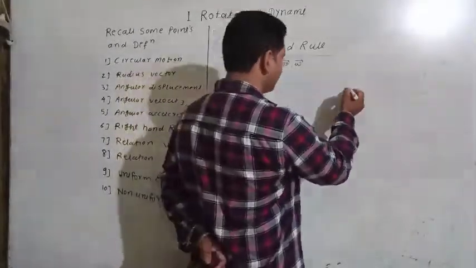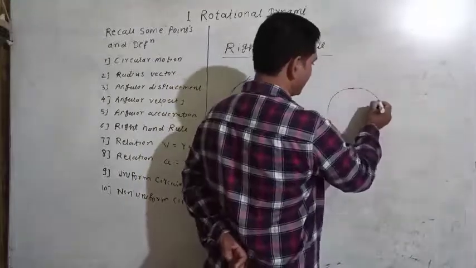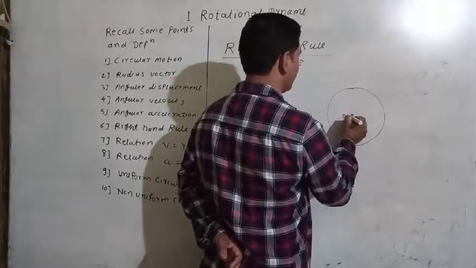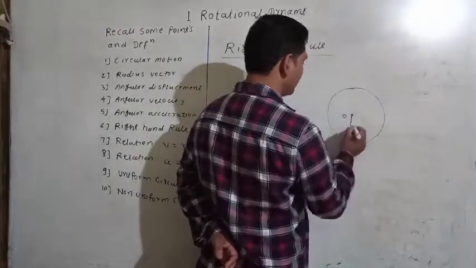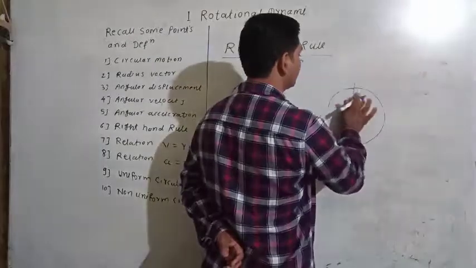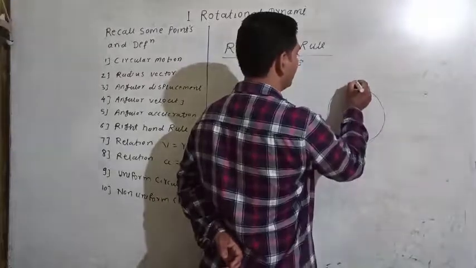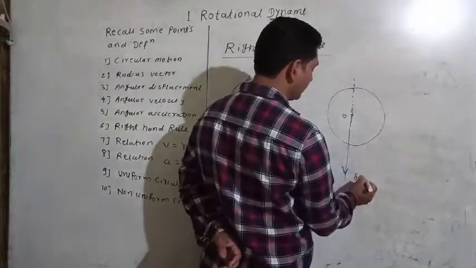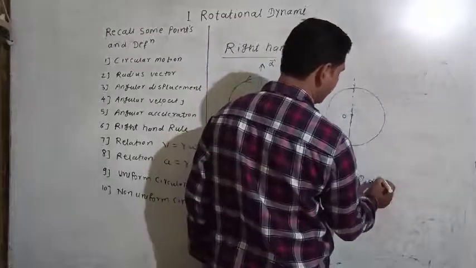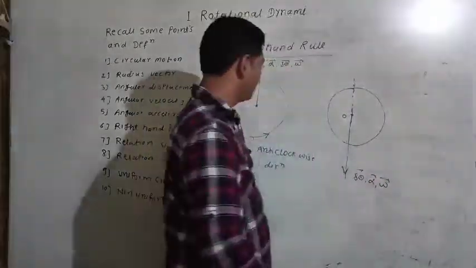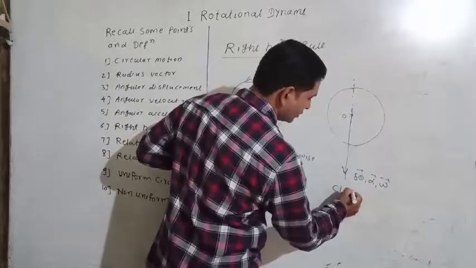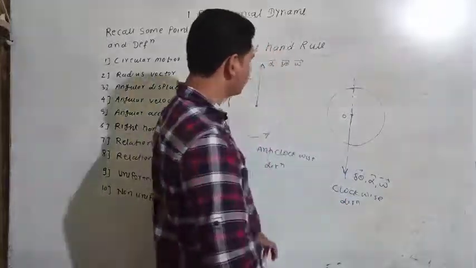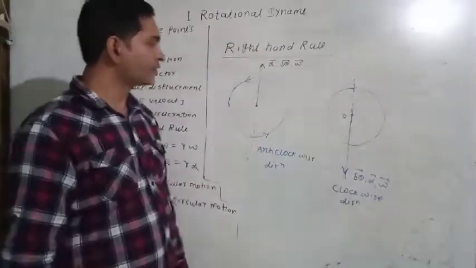And for the clockwise direction, suppose again this circle, center point, and it shows the downward direction. So it is a downward direction, and this is del theta, alpha and omega. So it is in clockwise direction. It is most important for the objectives.